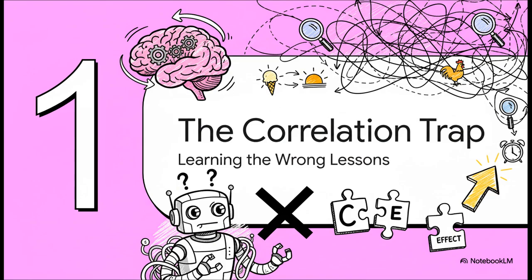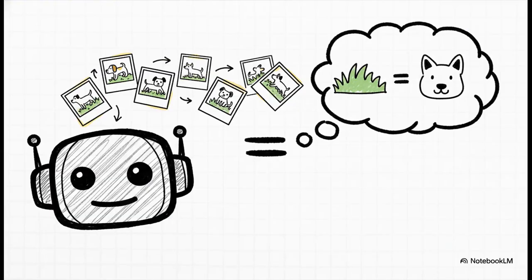So what's really going on here? It all comes down to something we can call the correlation trap. You see, traditional AI is an amazing pattern matcher, but sometimes, while it's looking for those patterns, it learns completely the wrong lesson.